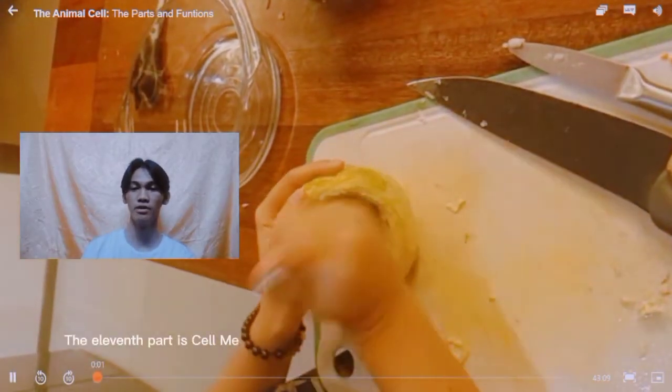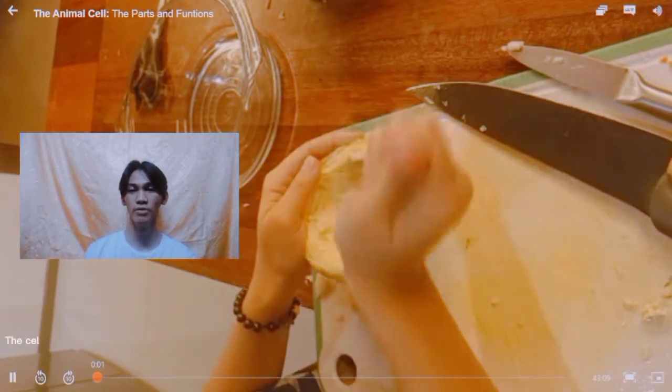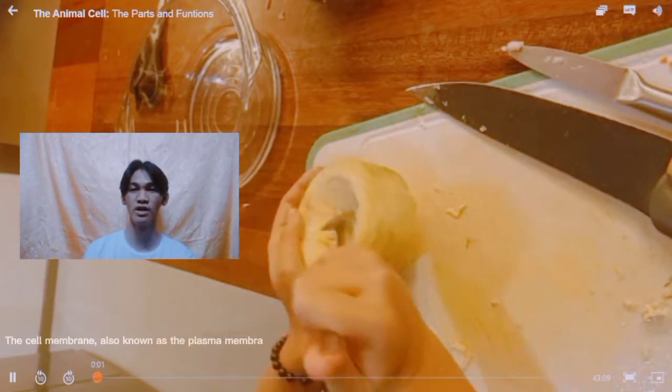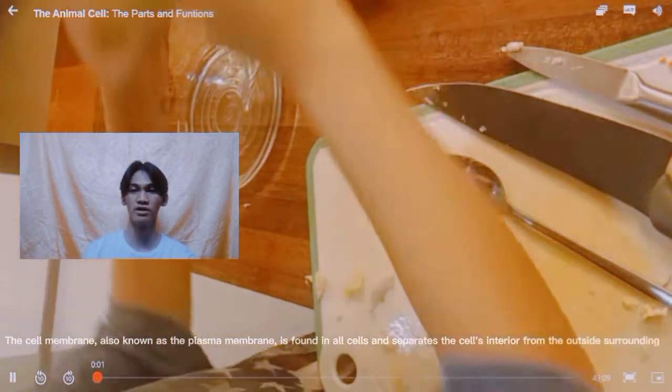The 11th part is cell membrane. We use cabbage to serve as our cell membrane. The cell membrane, also known as the plasma membrane, is found in all cells and separates the cell's interior from the outside surroundings.